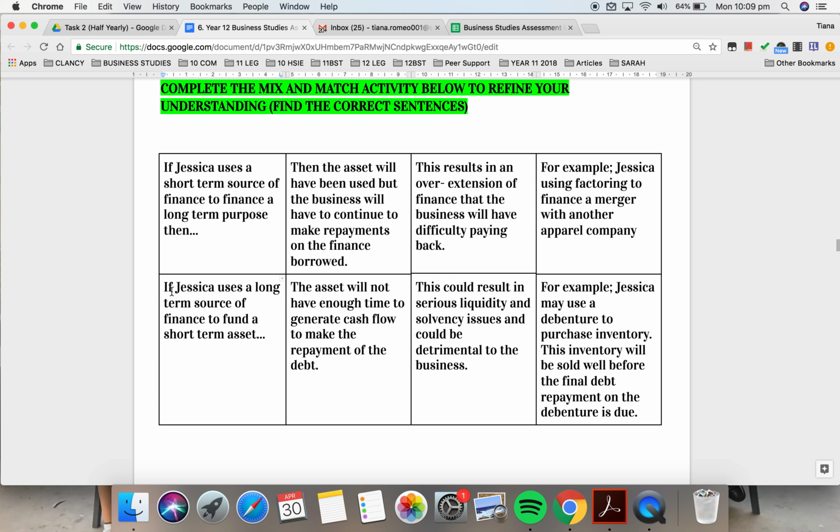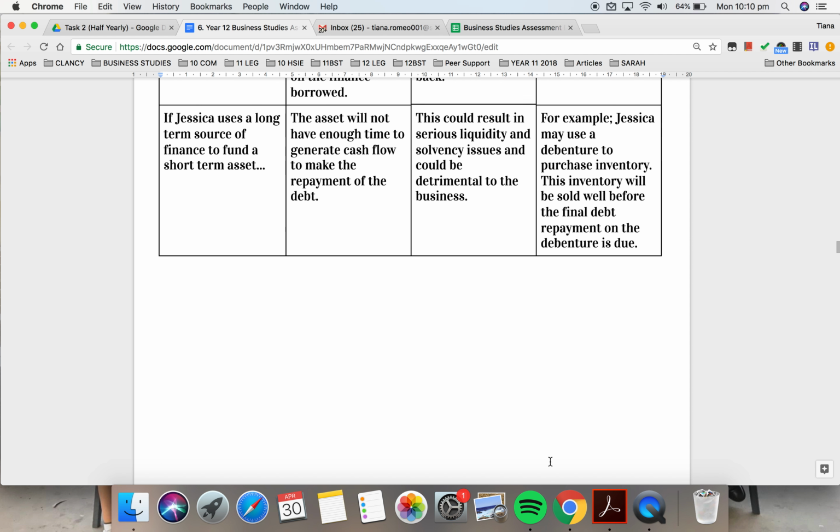And then you do the same for the bottom. If Jessica uses a long-term source of finance, choose which one here is most suitable, then which one here is most suitable, and then which one here is most suitable. Take some time to do that now.